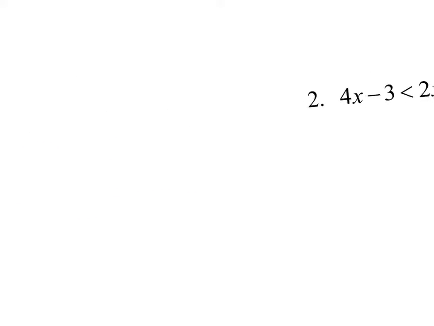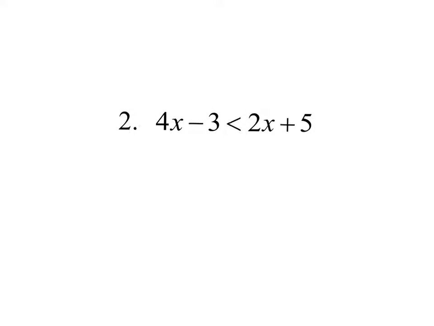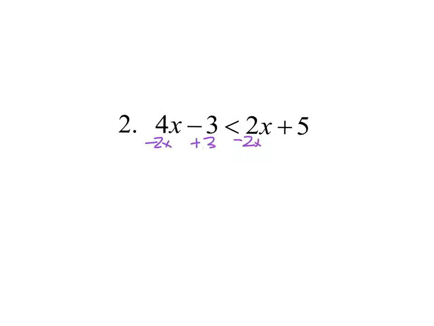Let's take a look at example number 2. It's another linear inequality, so I'm going to try to isolate x. I'm going to subtract 2x from both sides and also add the 3 over. So I'm going to get 2x is less than 8. Then I simply divide by 2. Since I'm dividing by a positive number, I don't have to do anything, so my answer is x is less than 4.